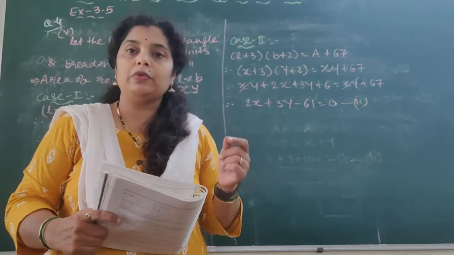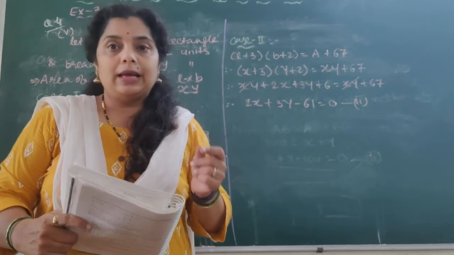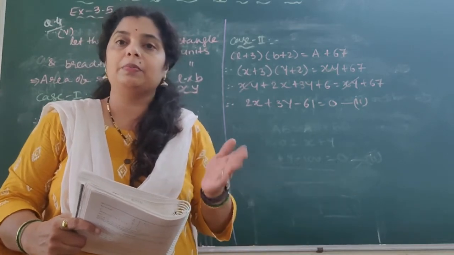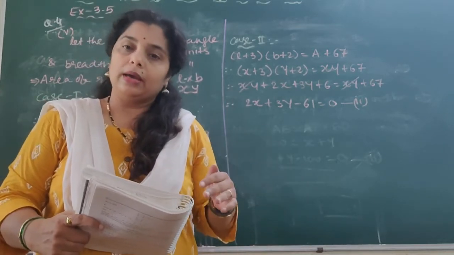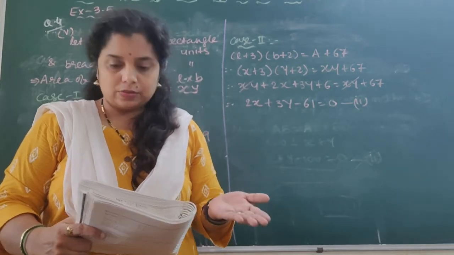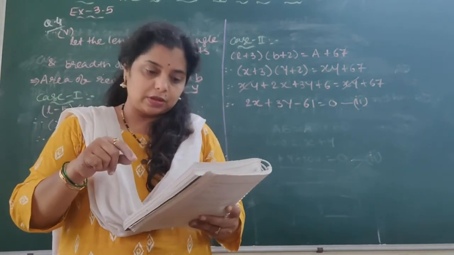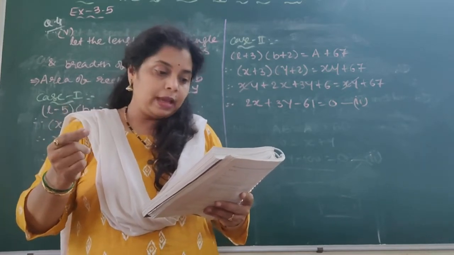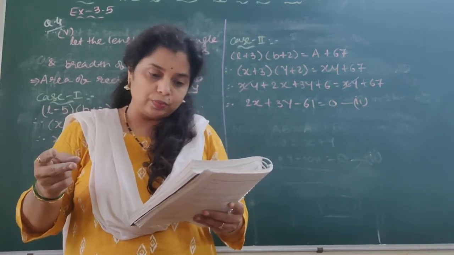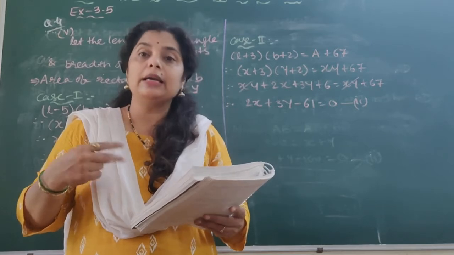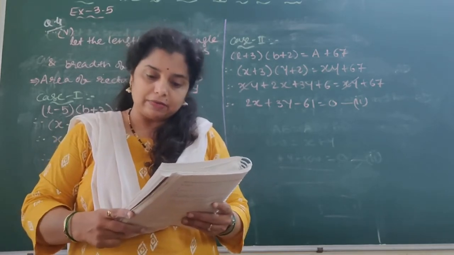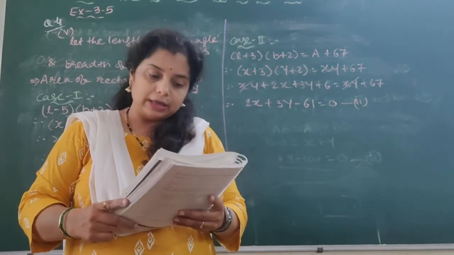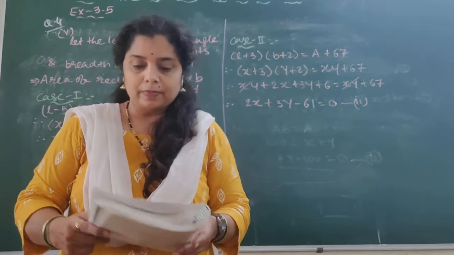First of all, we have to do supposition. Let the length of the rectangle be x and the breadth of the rectangle be y. And therefore, what is the area? xy, right? This is the first condition. Now the second is, if we increase the length by 3 and the breadth by 2, then the area increases by 67. Find the dimensions of the rectangle. It is easy, not very hard.